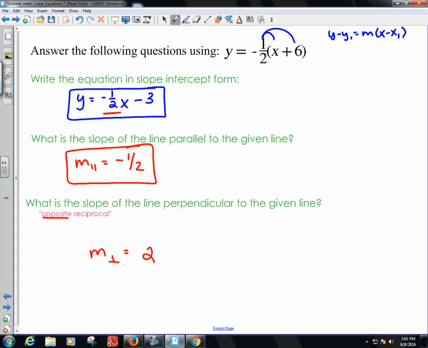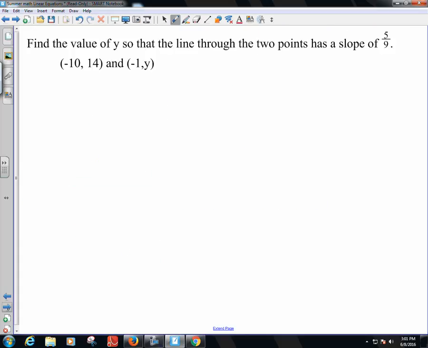And the opposite part refers to the sign. Because I have a negative number here, this is going to be positive. Okay, so the perpendicular line has a slope of 2. So the parallel line has a slope of negative 1/2, and the perpendicular line has a slope of 2. And I think that, oh, nope, we have one.